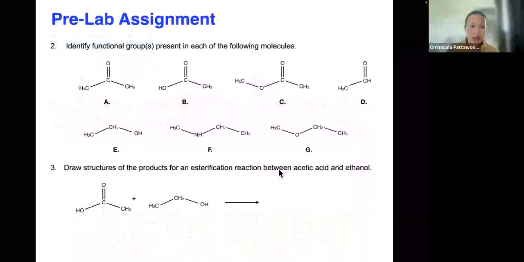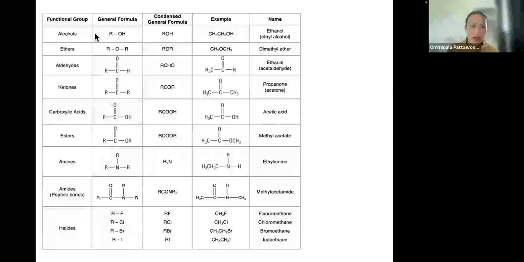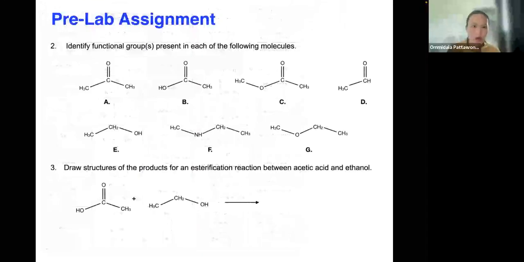Next, I'm going to talk about the PreLab assignment. Number 2 asks you to find out the functional group for each of these molecules. Before we do that, just note that in lecture, you will learn about all of these functional groups and also how to recognize them. Now I'm going to walk you through this real quick.